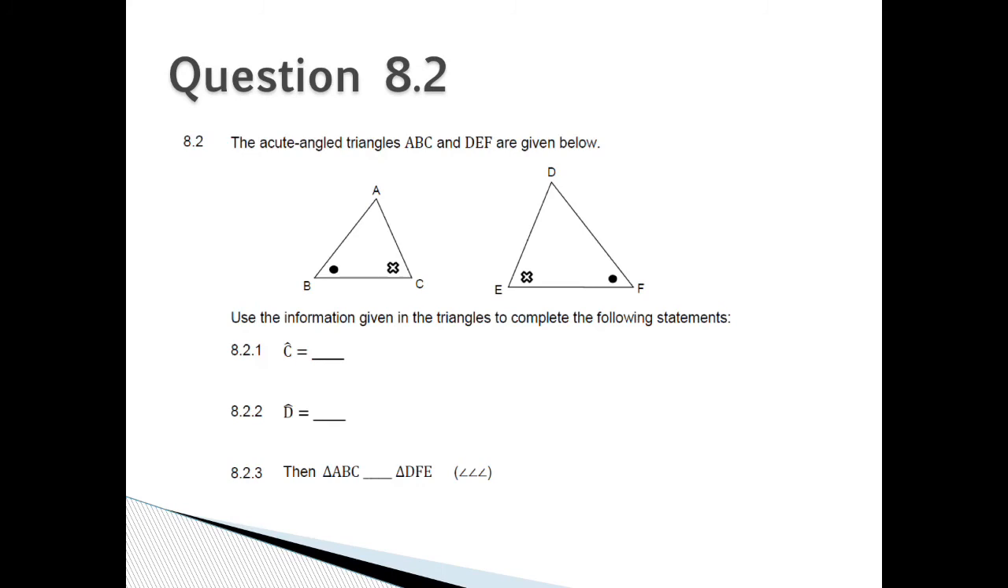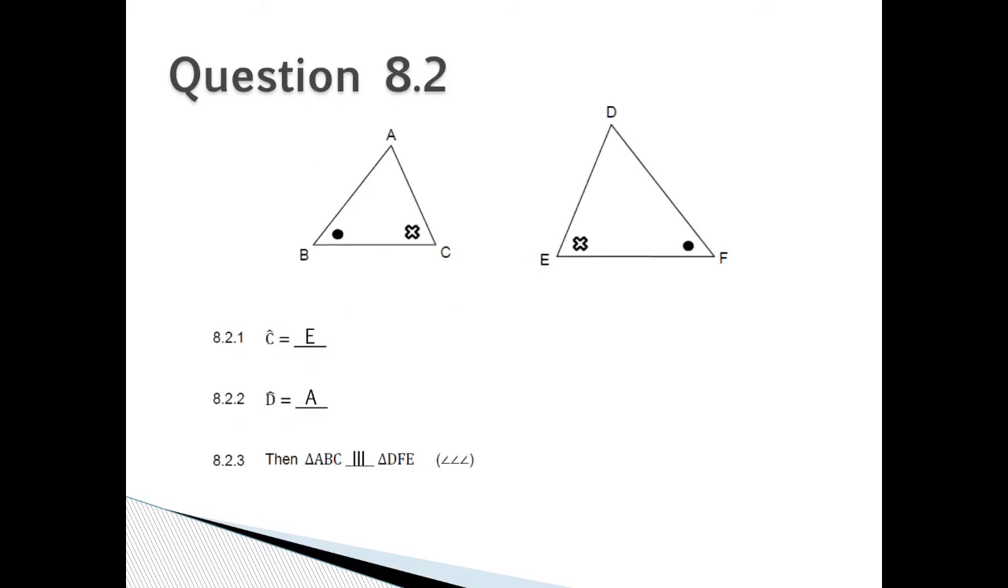Question 8.2. The acute angled triangles ABC and DEF are given below. Use the information given in the triangles to complete the following statements. 8.2.1. Angle C is equal to what? 8.2.2. Angle D is equal to what? 8.2.3. Triangle ABC is what to DFE? 8.2.1. Angle C is equal to angle E. 8.2.2. Angle D is equal to angle A. 8.2.3. Triangle ABC is congruent to triangle DFE.